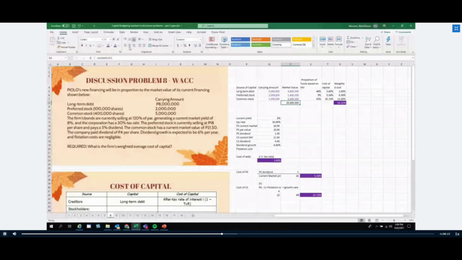Now, get the sum. So that's 20 million. Kasi from here, we can now get the proportion of funds based on market value. Kinukuha natin yung weighted average cost of capital. Of course, we need to have a basis. No? So in this case, ang basis natin is market value.